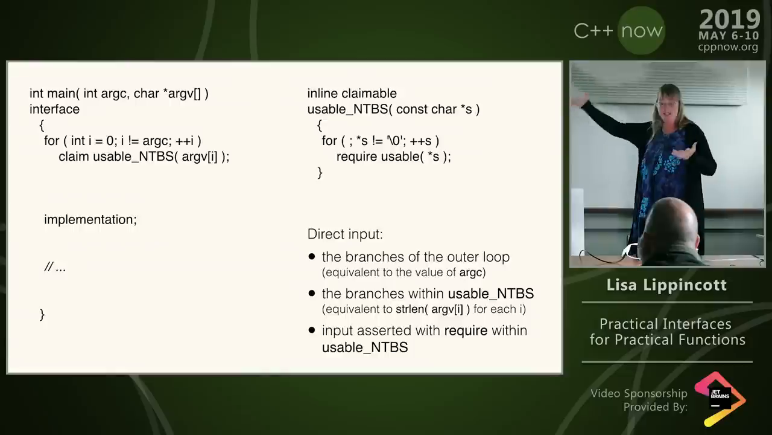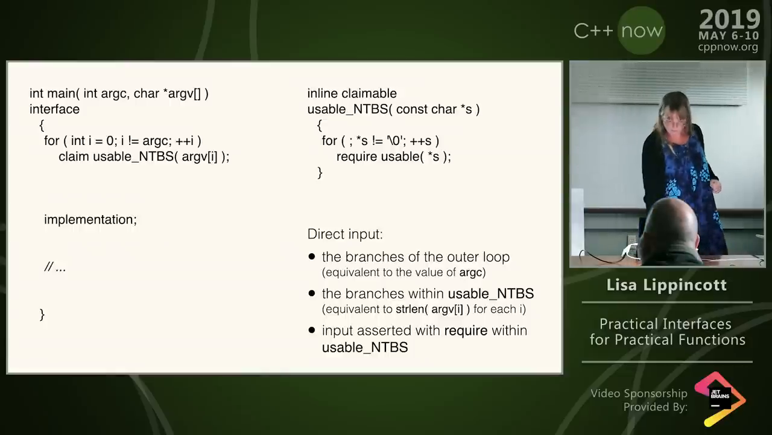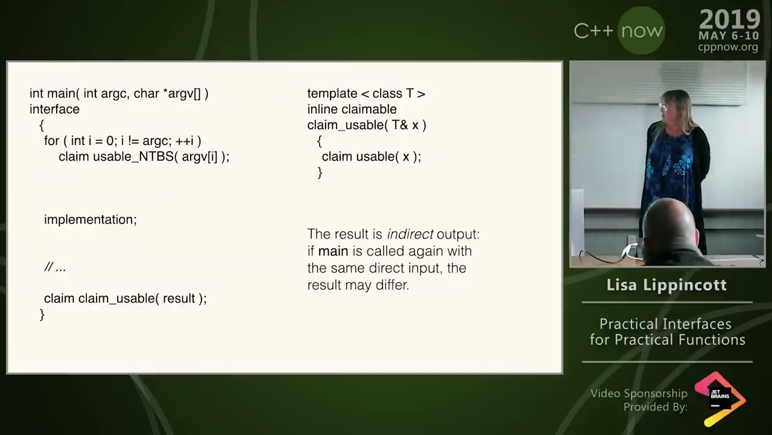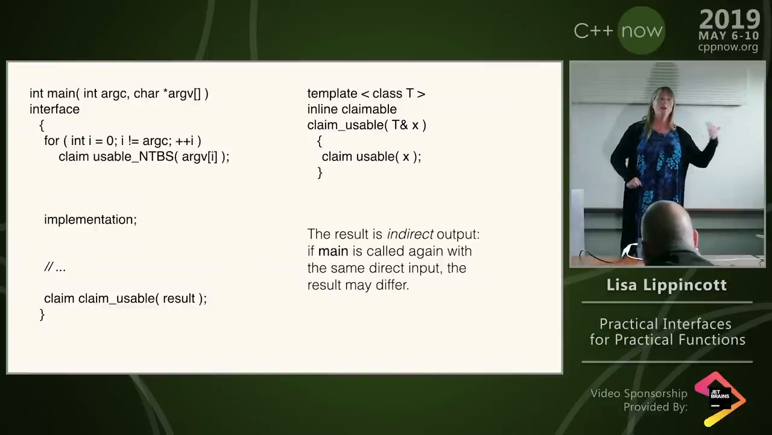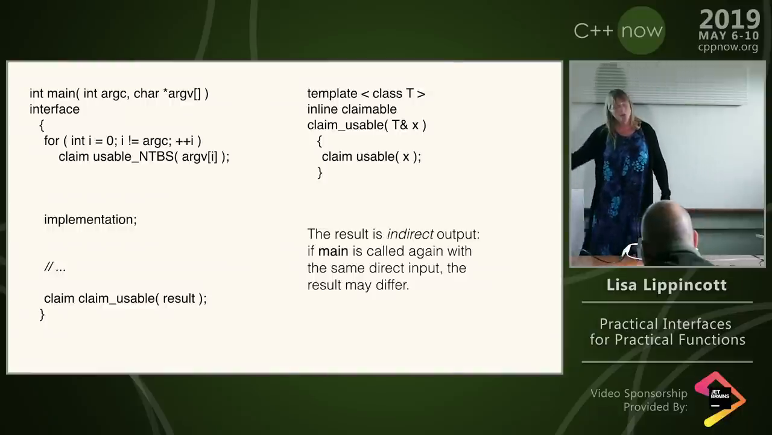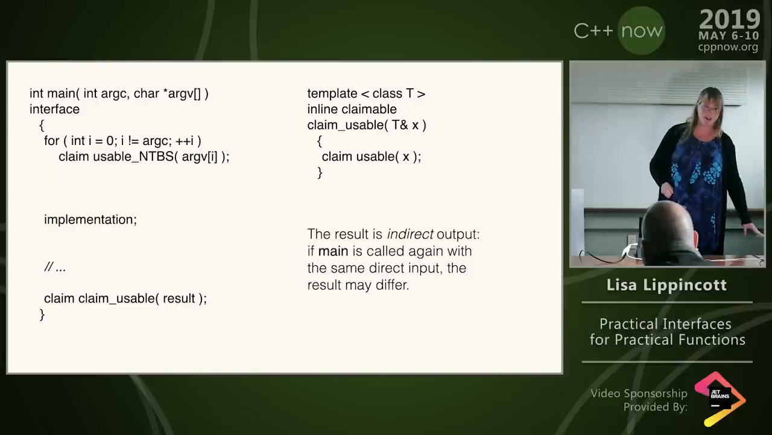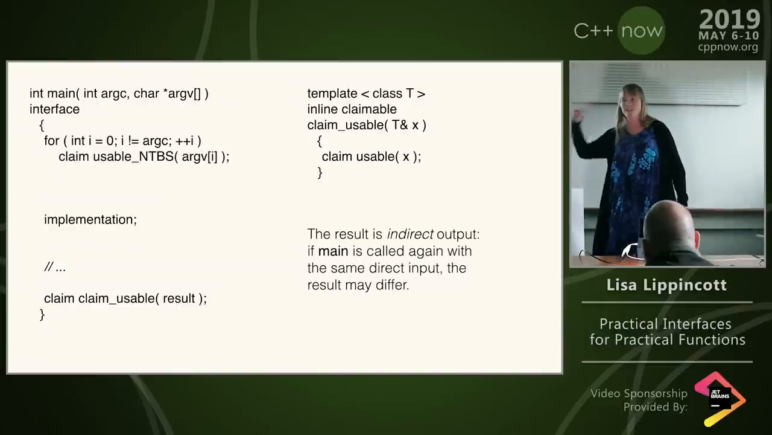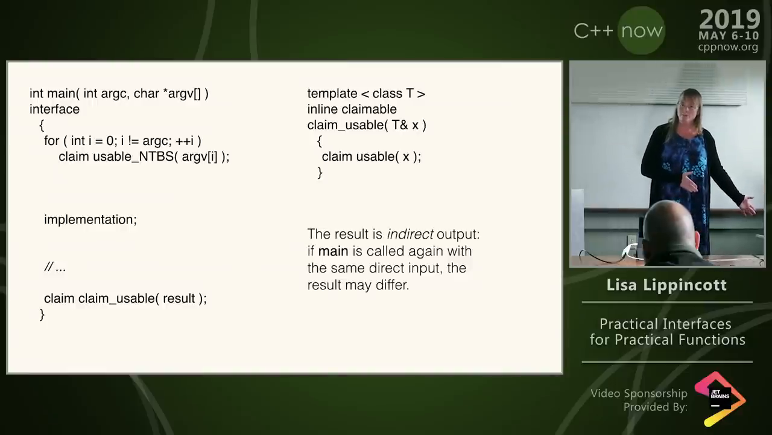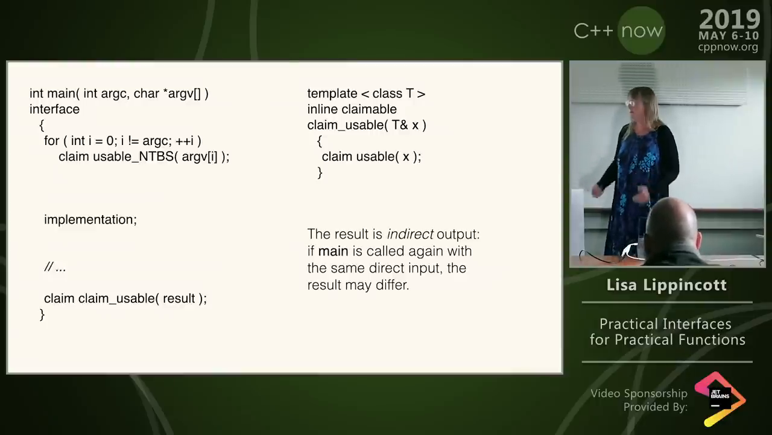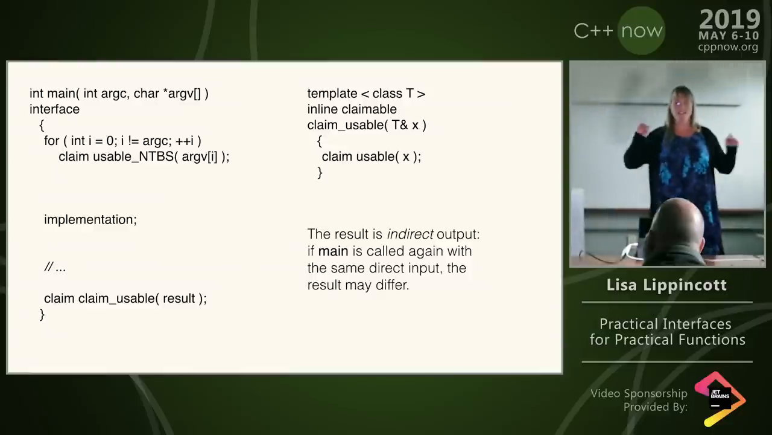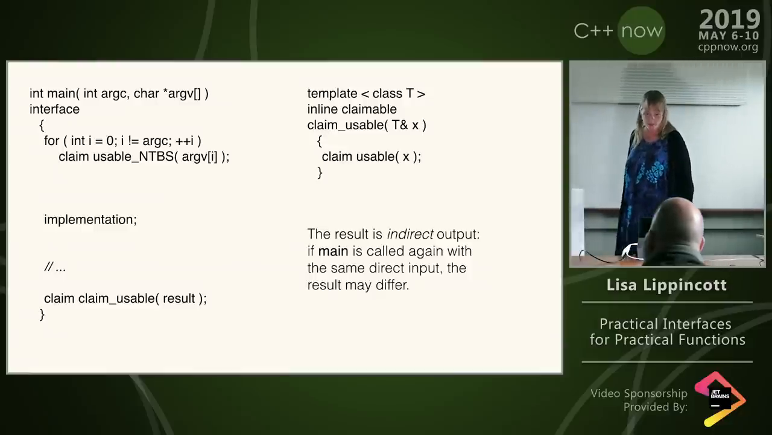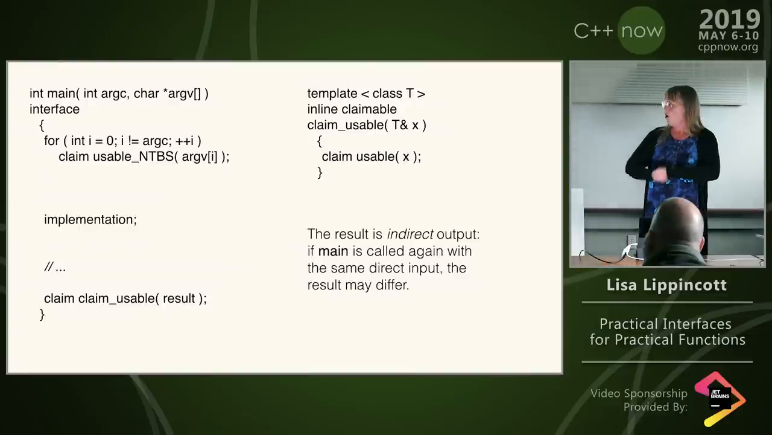Okay, that's the input. We can look at the output. And the output I'm going to do a little trick for too, because our rule is if you repeat the direct input, you repeat the direct output. And here, the integer we return, we don't want to guarantee repetition of. We want to be able to call main with the same arguments and sometimes get a different integer out because it's really an error code. So I'm going to use this trick of putting a claim inside of a claim, which makes this an indirect claim of usability. It's not direct output. So with that, we're almost done.